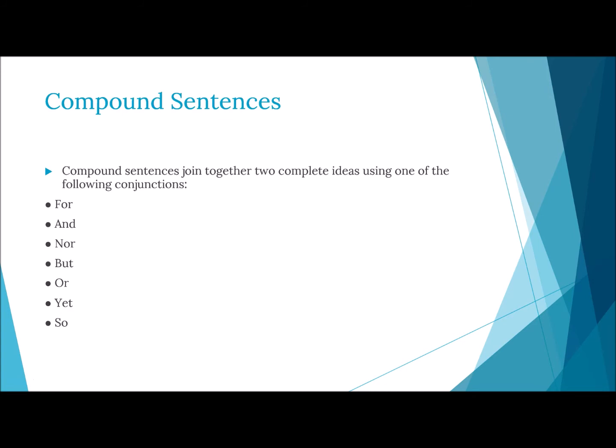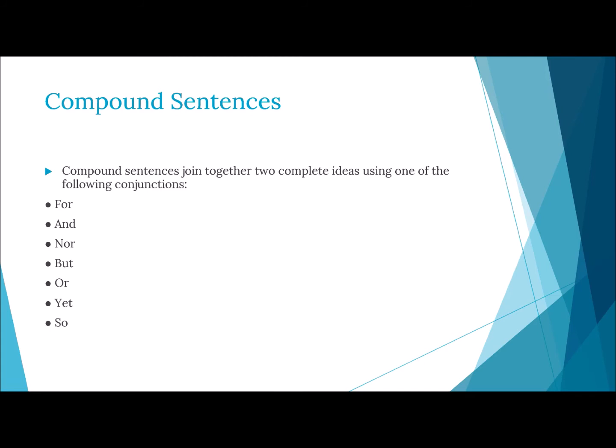So we've looked at simple sentences. We're going to have a look at compound sentences now. So what they do is join two complete ideas, two independent clauses, using one of the following conjunctions: for, and, nor, but, or, yet, so.